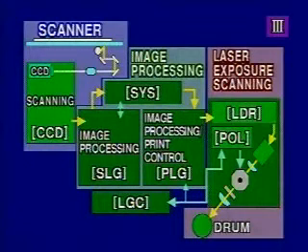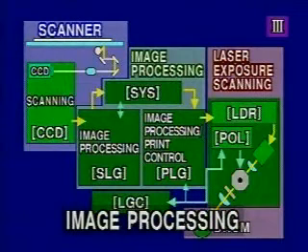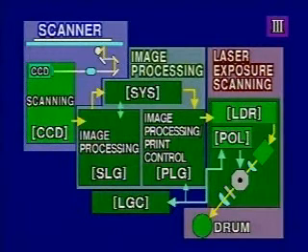This signal is converted into a digital signal and sent to the image processing section. In the image processing section, corrections are made, or some editing processes are conducted to provide appropriate image quality. Then the image signal is finally sent to the laser exposure scanning process.